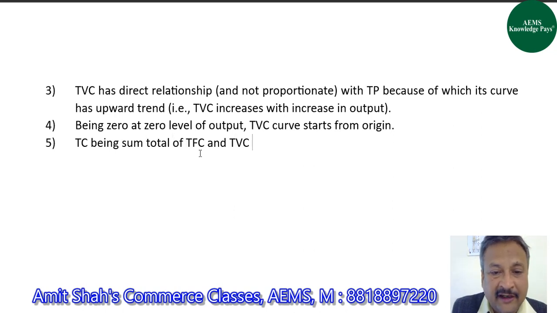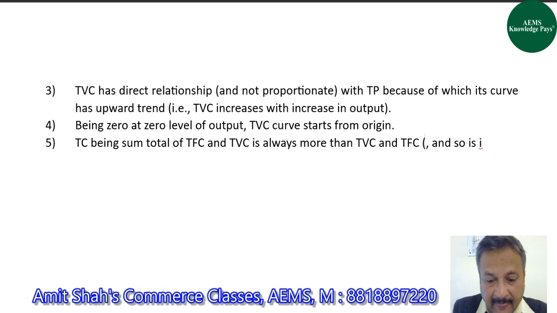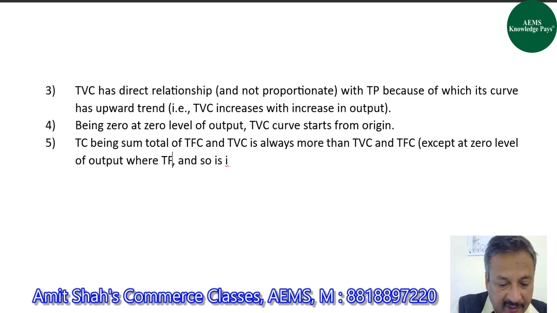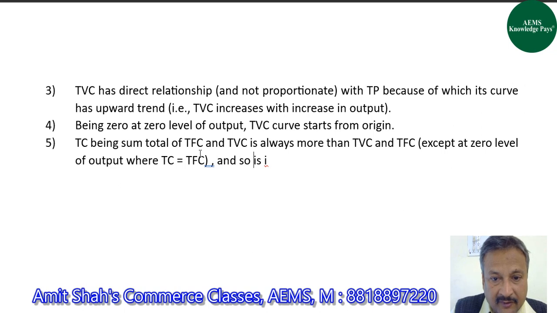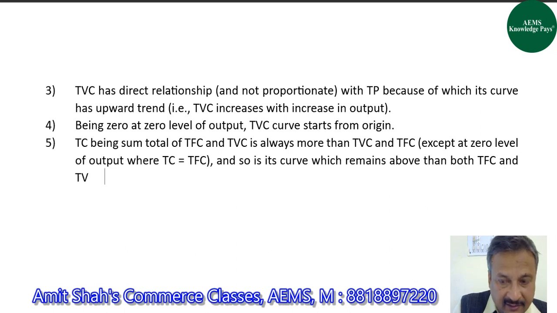Now, guys, next point: TC being sum total of TFC and TVC is always more than TVC, and so is TFC, except at zero level of output where TC is equal to TFC, and so is its curve, which remains higher than or above both TFC and TVC.